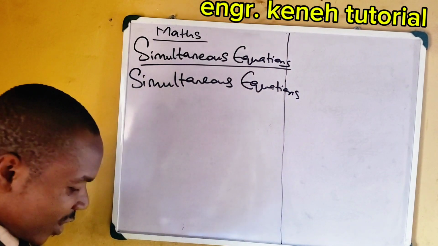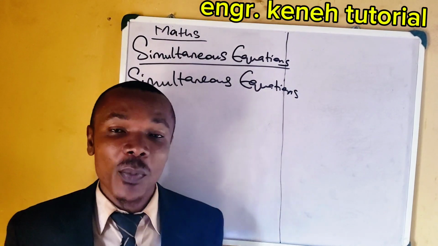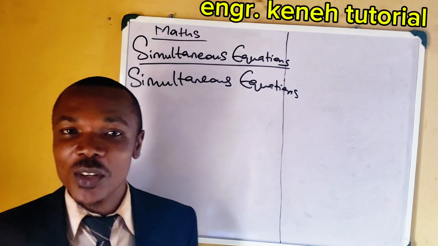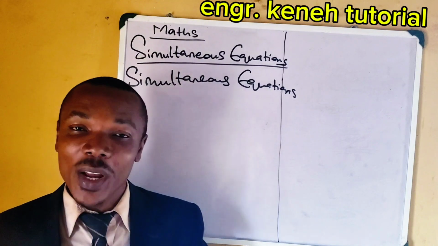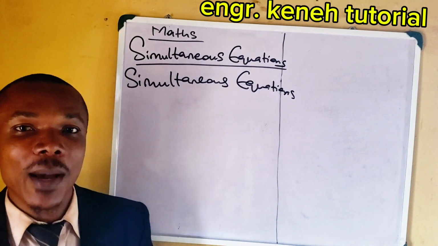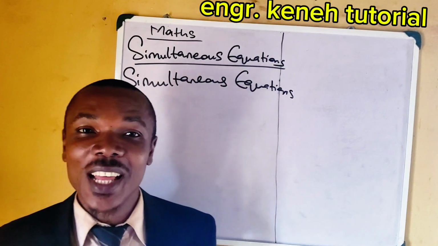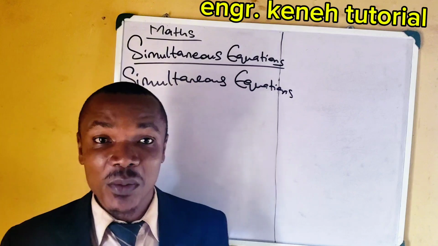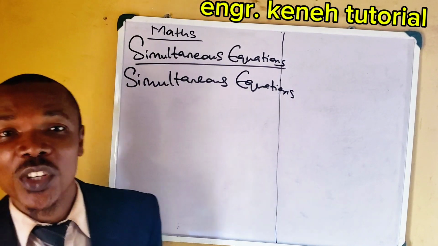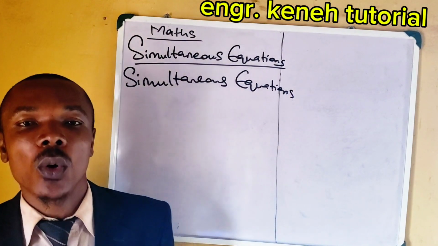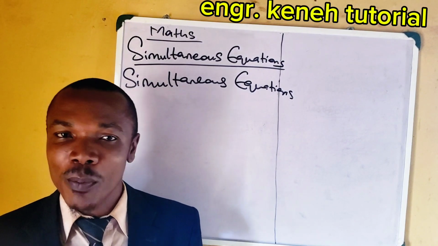When you hear simultaneous equations, what do you understand by that? It simply means that you are solving two equations at a go. When you hear that two things are happening simultaneously, it means that when this is happening, the other one is also happening at the same time. That is the meaning of simultaneous. So for you to have simultaneous equations, you must have two equations and you are solving them at a go, combining two of them together.